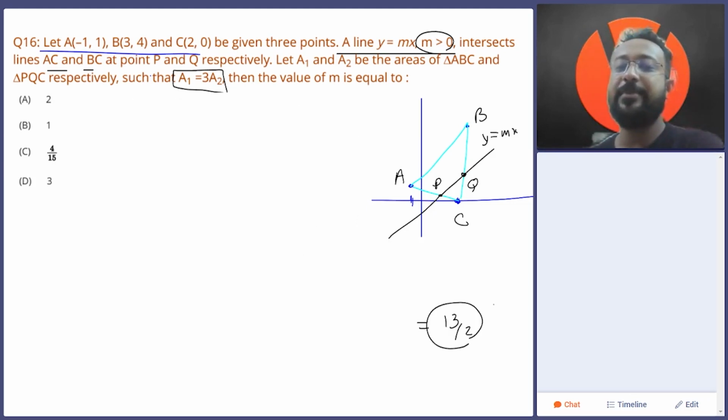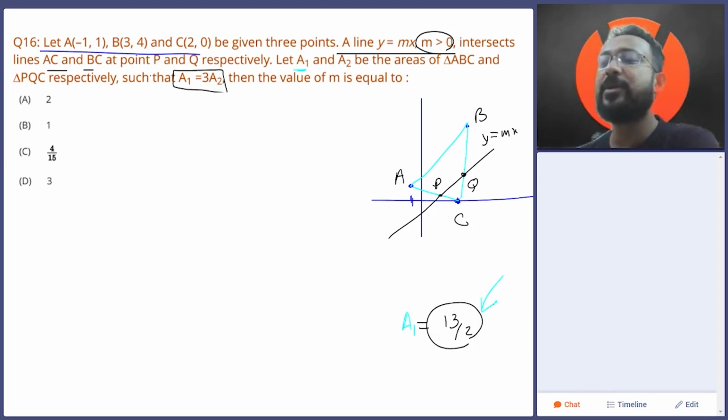So 13 by 2 is my area of what? Triangle ABC. There is A1. A1 is 13 by 2. Okay, so got it. So now let's go to find out P and Q. So what is P and Q?